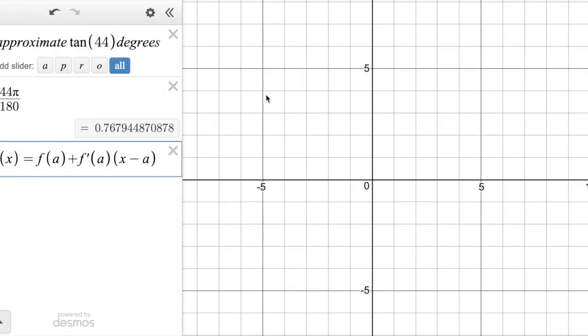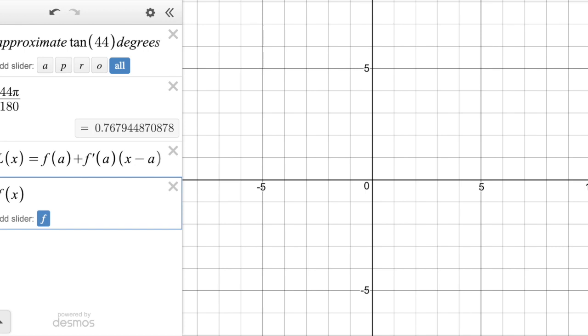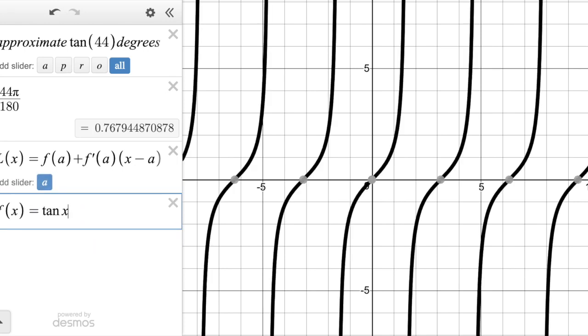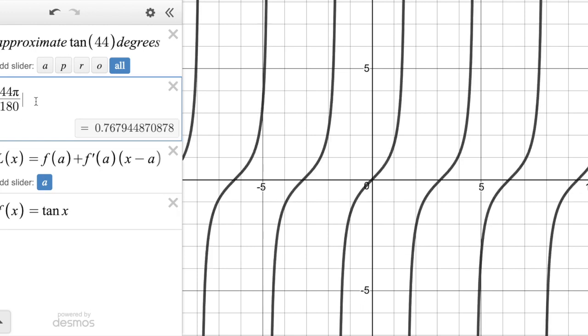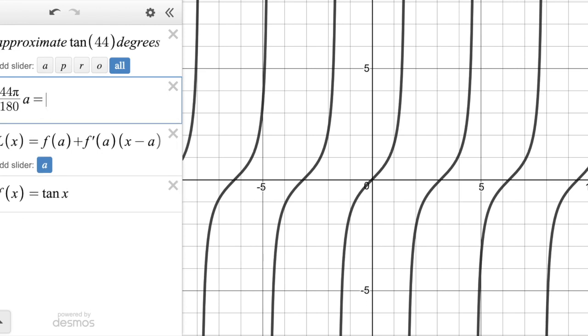This time we're going to use linearization to approximate the tangent of 44 degrees. Now this time they're not telling us a, they're not telling us f, so we have to figure it out on our own. Since we want to approximate the tangent of something, I'm thinking that our f really should be tangent of x, and then we want to choose an a that is close to 44 degrees that we know, which I would say is 45 degrees, which is really pi over 4. So we're going to use a equals pi over 4.